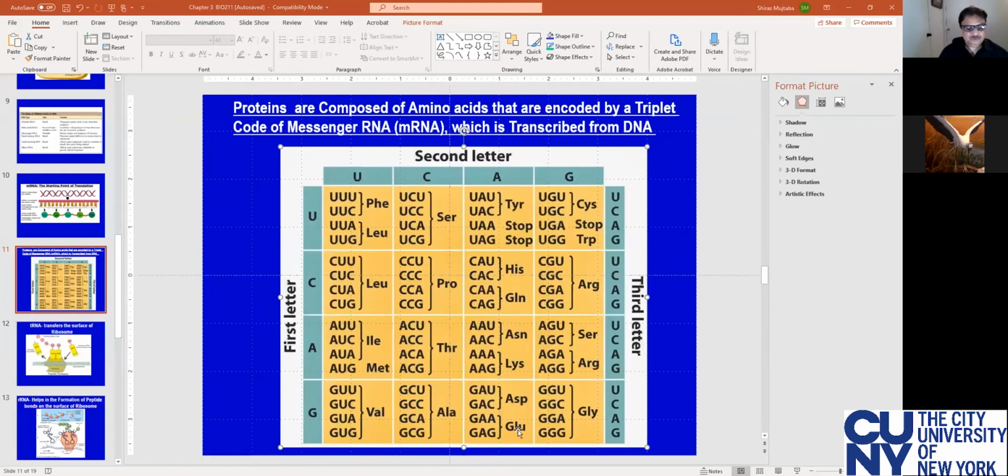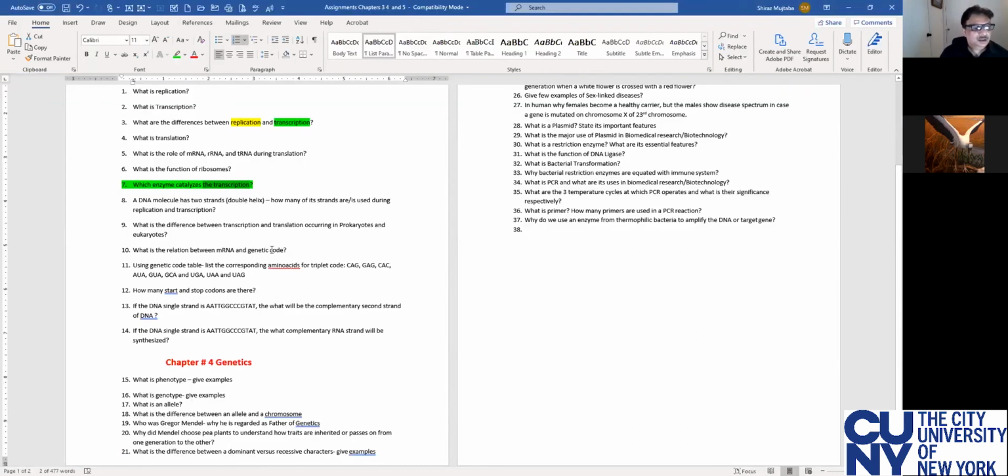So the question was, what is the relationship between mRNA and genetic code? The relationship is that the genetic code reveals the amino acid that corresponds to triplet ribonucleotides. Each triplet of ribonucleotides on mRNA codes for a single amino acid. So that's the relationship. Now here are some examples.